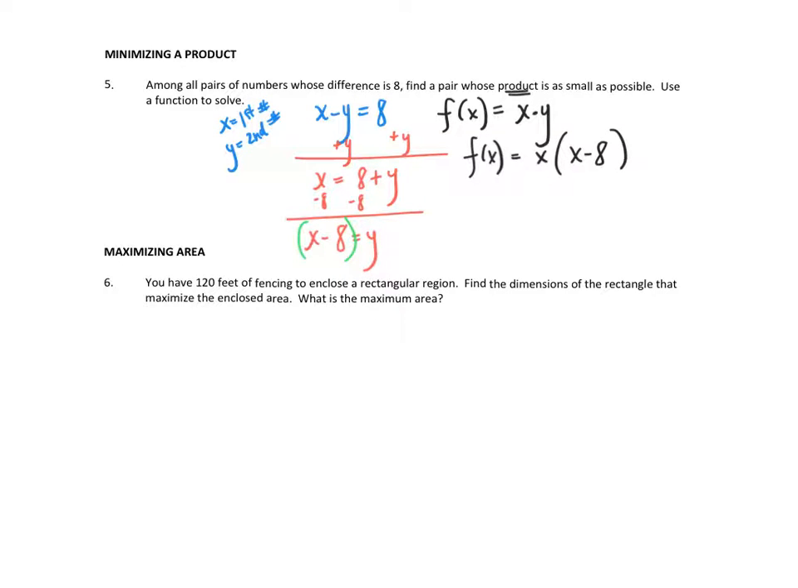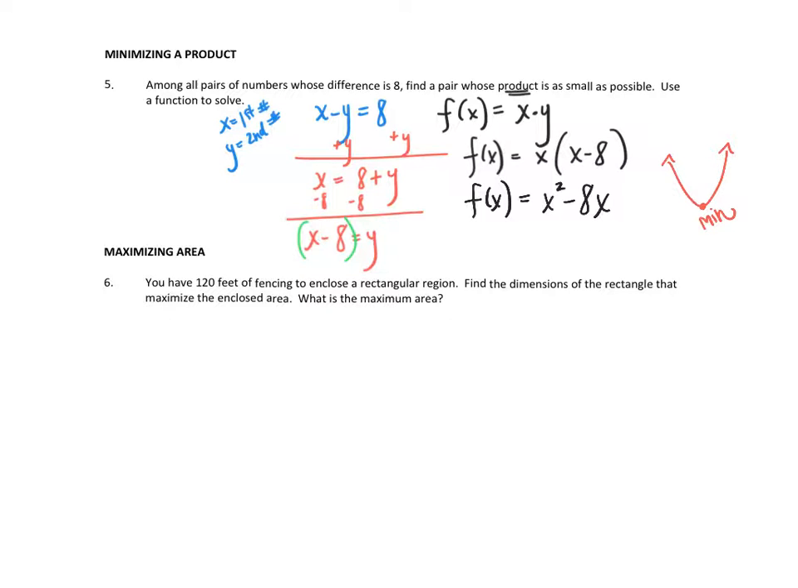So if I want to keep going, which I do, I want to solve this. Sorry. I'm going to look at this in standard form. So I've got x squared minus 8x. So we know that the max or the min, in this case, it's going to be a minimum because we know the parabola opens up. So it also wants us to find this product that's as small as possible. But we're going to have a minimum. And I can find that by finding the vertex.